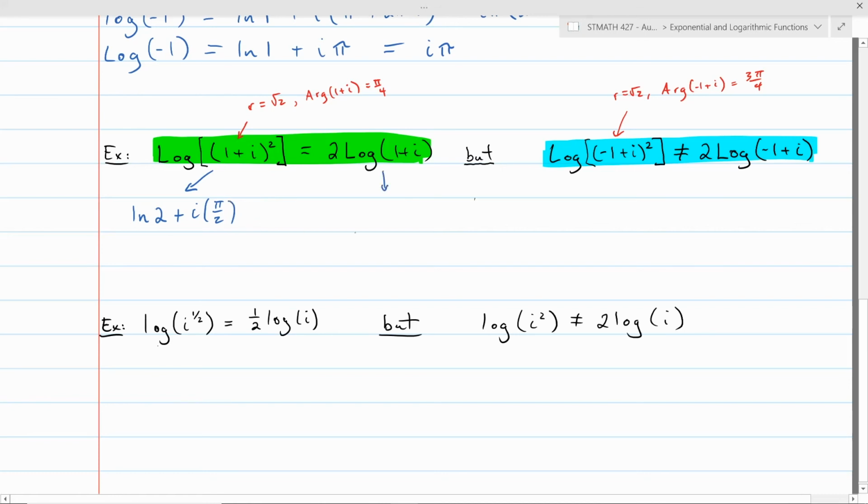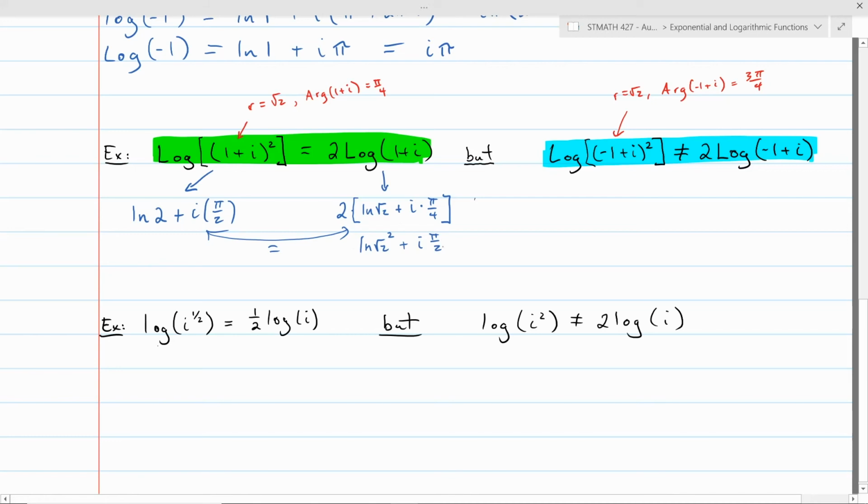And on this side, you'd get 2 times the quantity, the logarithm of 1 plus I, the r is square root of 2, so you'd get natural log square root of 2, plus I times the argument of 1 plus I, which is pi over 4. But hopefully you can see that these two things actually are equal, because if you multiply that 2 through on the right-hand side, you get natural log of square root of 2 to the 2. You can use that property of the natural log for real numbers, and then I times pi over 2. And so now you see that it's really the same.